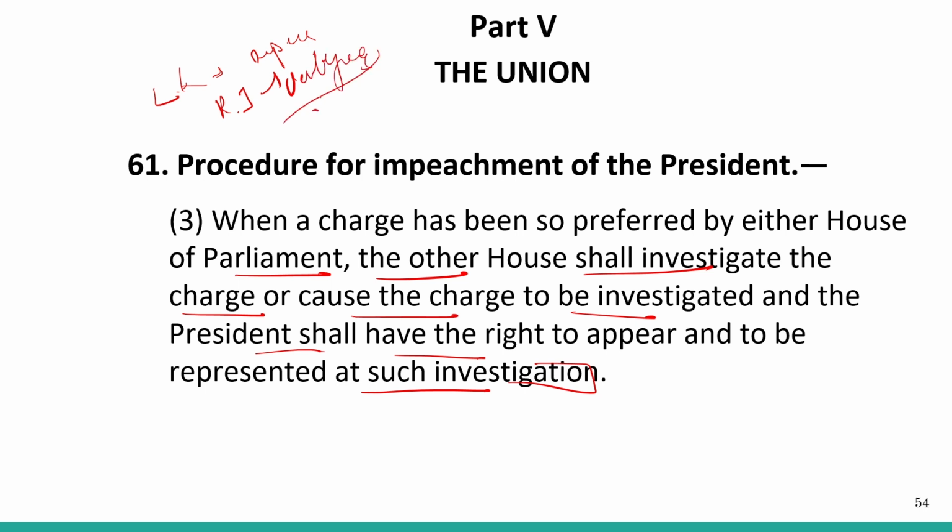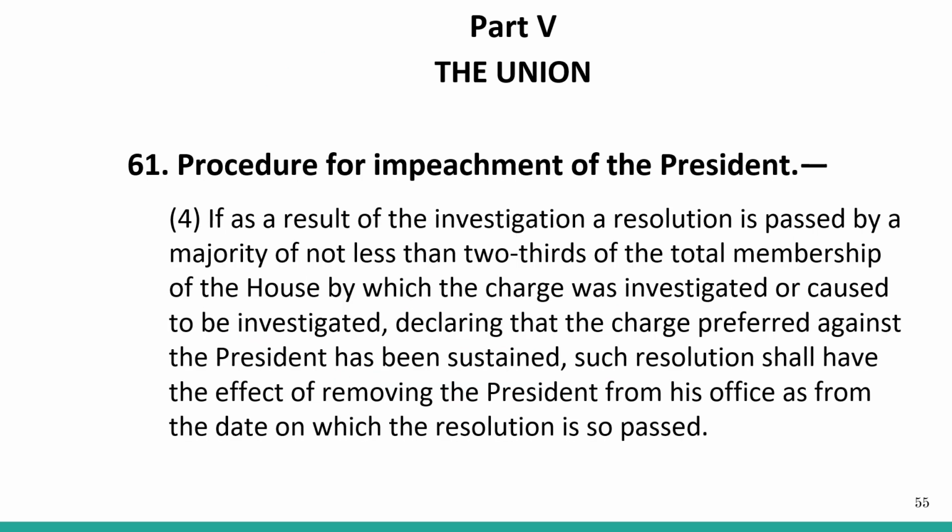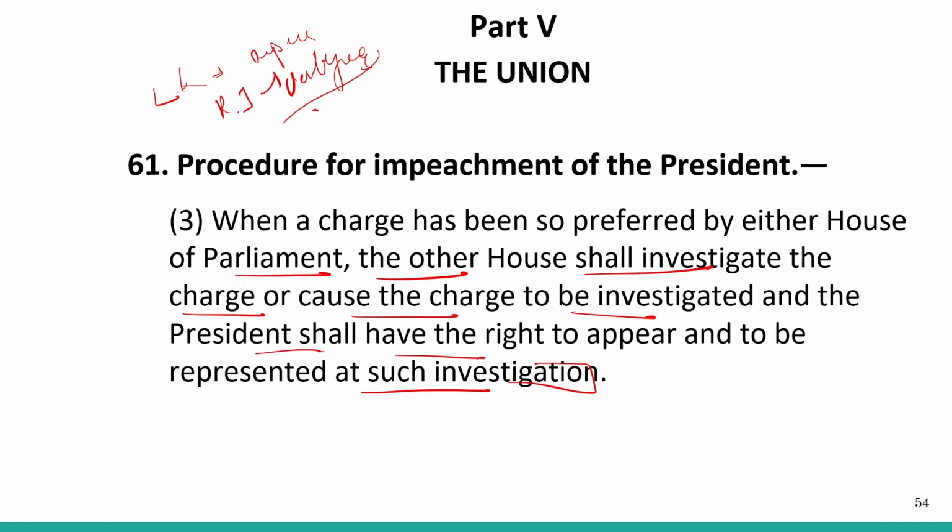If the Rajya Sabha feels that yes, this impeachment process can take place, they will be giving their recommendation, and after they pass it by two-thirds majority of the total membership of the house, then in that scenario, the charge has been sustained. Such resolution shall have the effect of removing the president from his office as from the date on which the resolution is so passed. So this is how the impeachment of the president takes place.